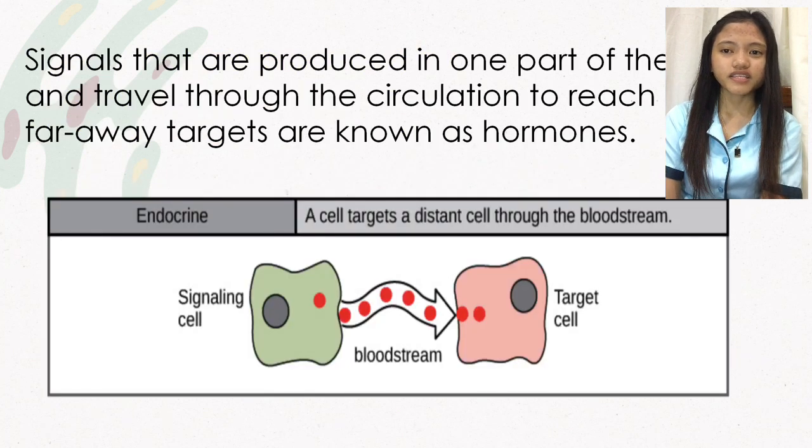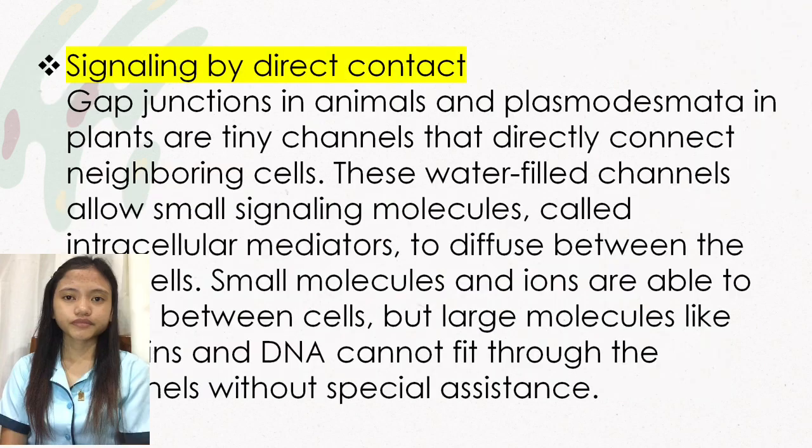So here, the signals that are produced in one part of the body and travel through the circulation to reach faraway targets are known as hormones. During endocrine signaling, a cell targets a distant cell through the bloodstream. So again, from the signaling cell, going to the bloodstream, up until it reaches the target cell.